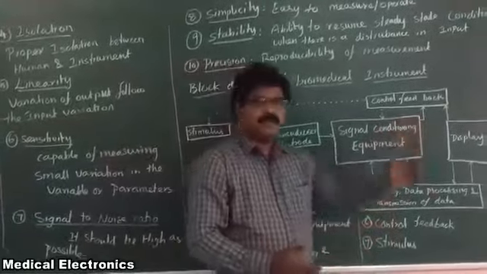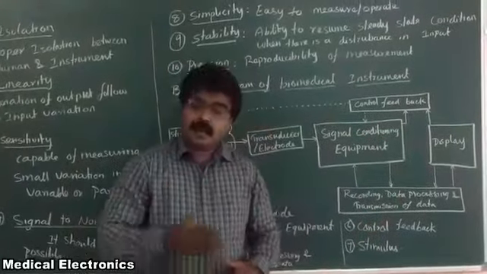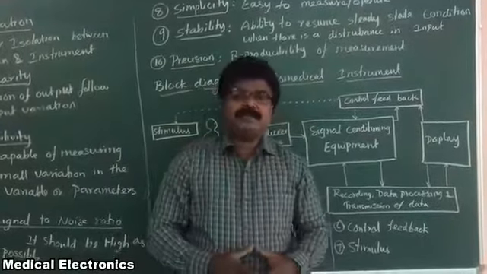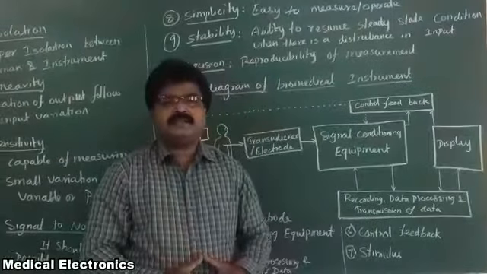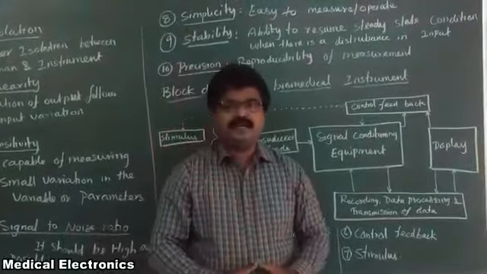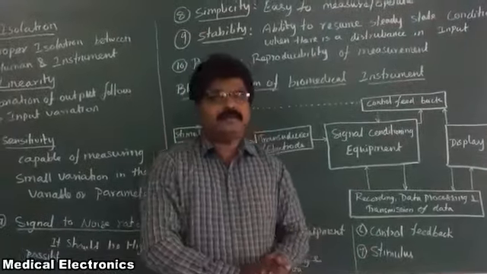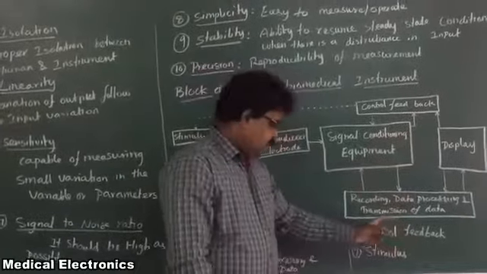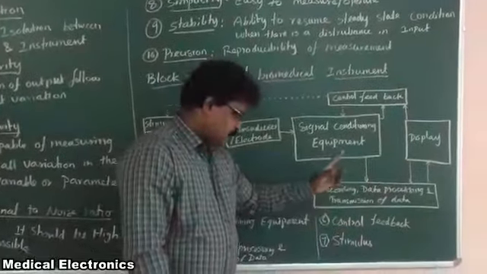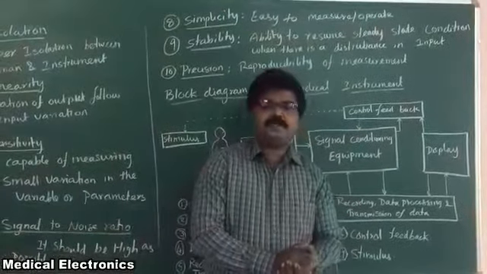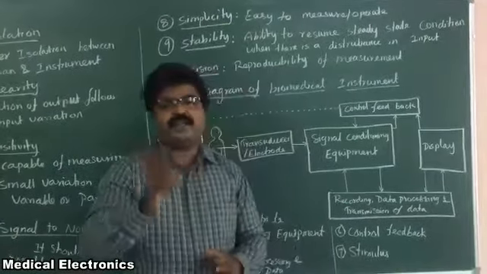Next one is display. The display may be an alarm, sometimes it's an audio signal, sometimes it may be a digital display, sometimes a recorder, pen, or graphic recorder. So many recorders are available. So that's the display. Here we have data processing and transmission of data as well as recording equipment. It is used to record the physiological quantity for further reference.